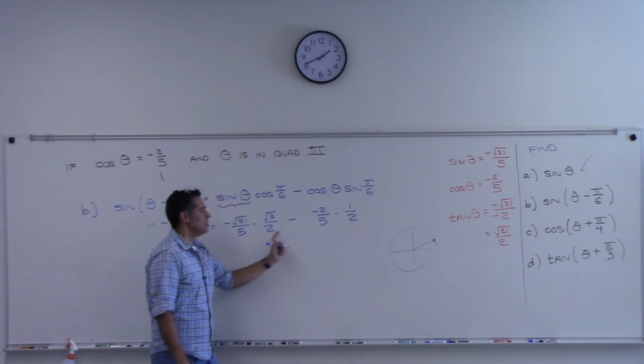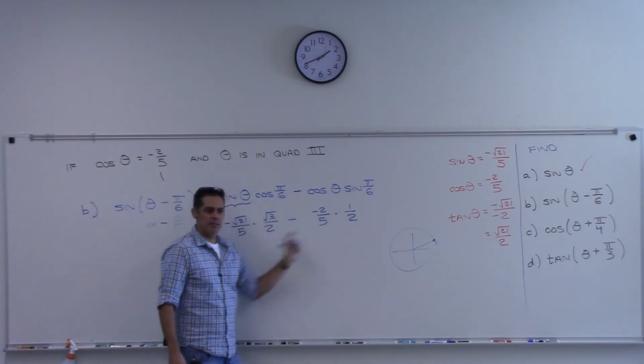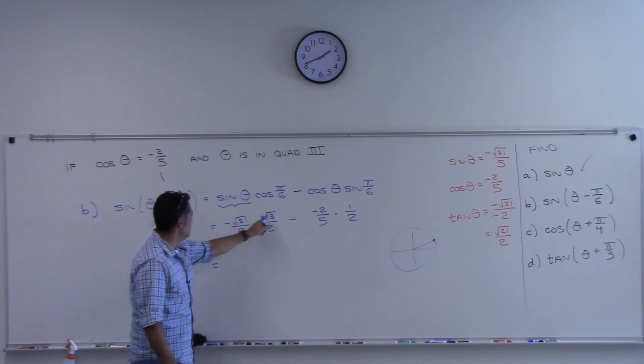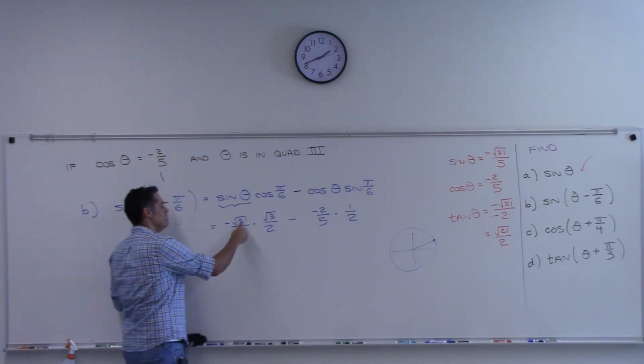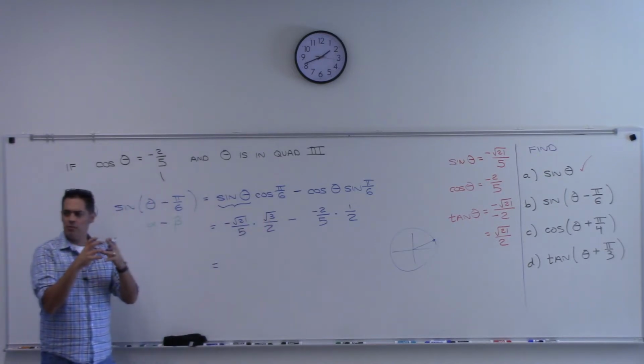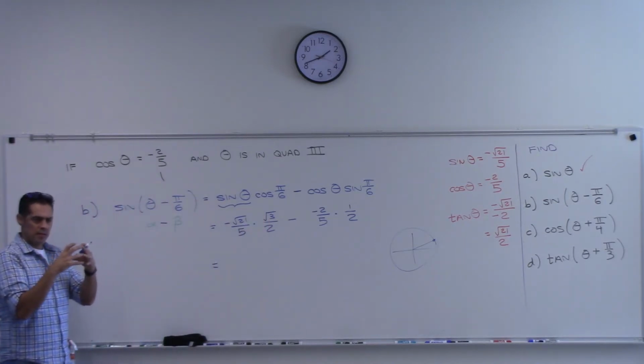Notice on both of these, they have the same denominators, right? 10, 10. So let me see. These two together, hey, what's root 21 times root 3? Can you put those together into one root? Yes, and you will multiply what's underneath them.